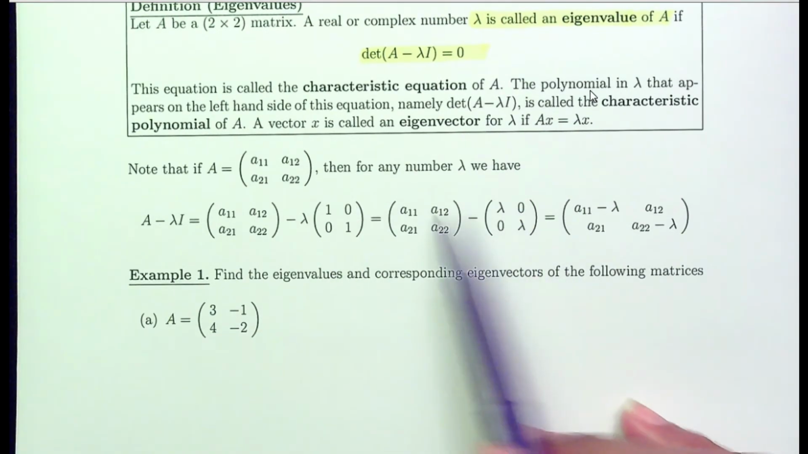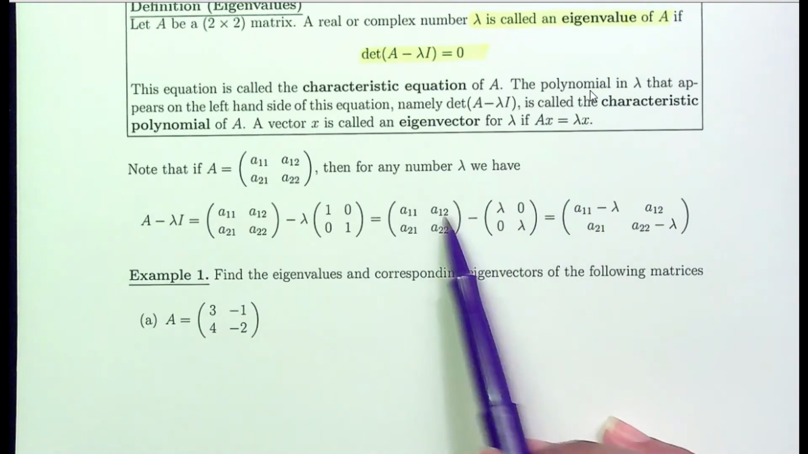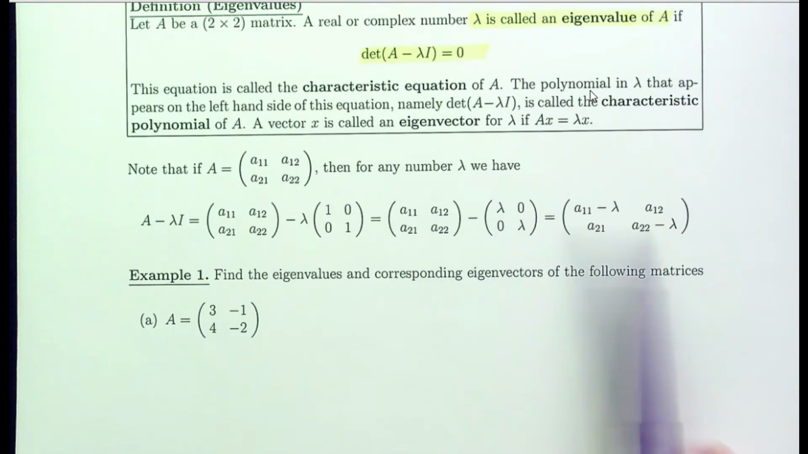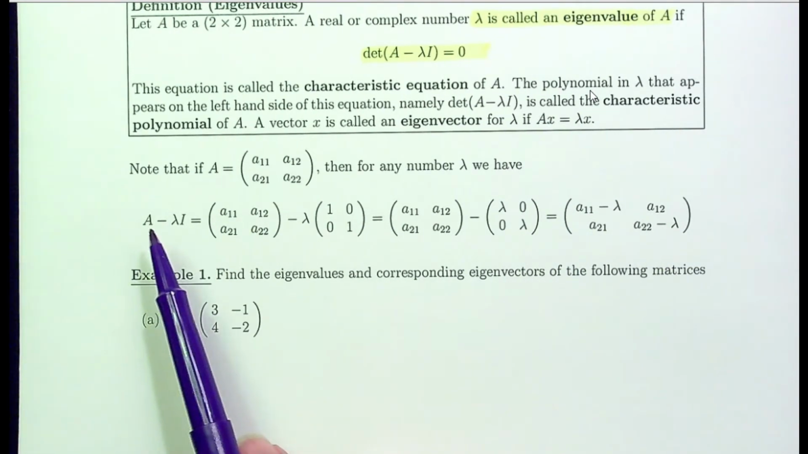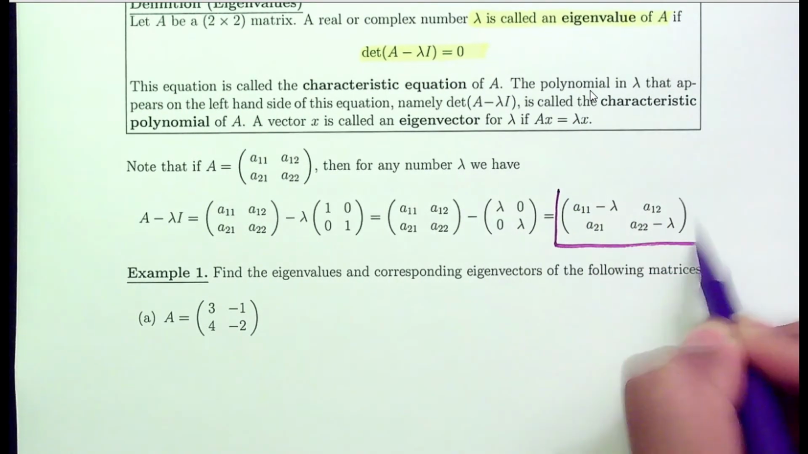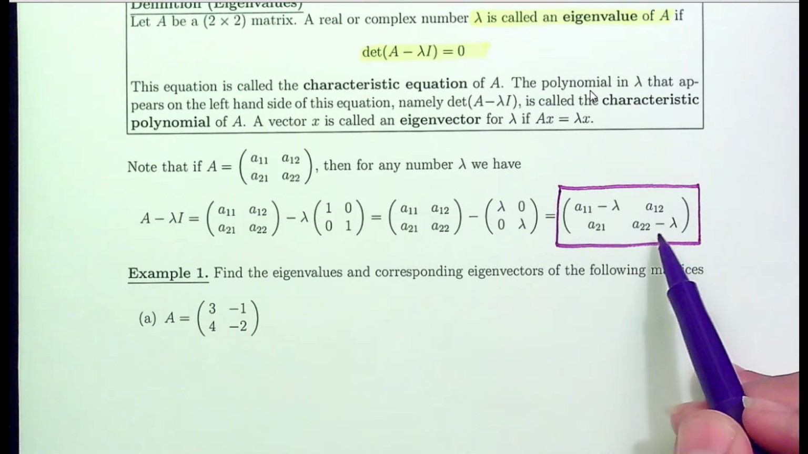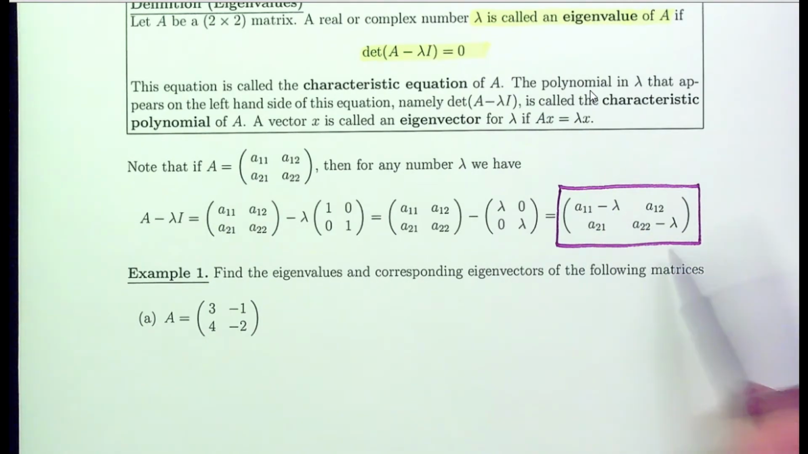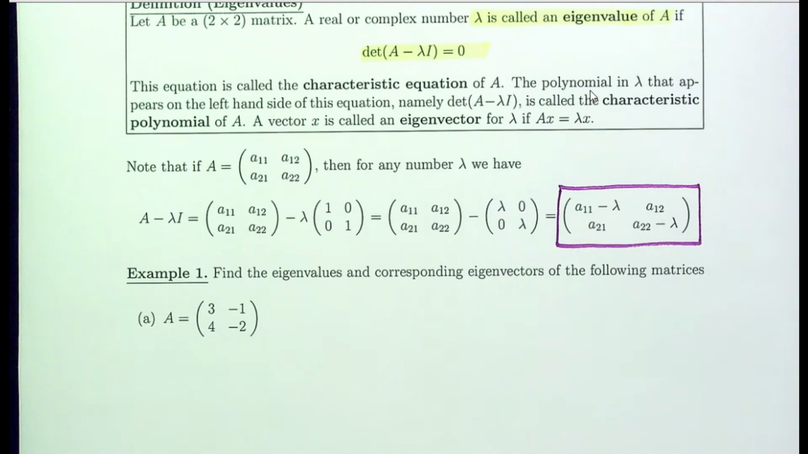And then you subtract entry-wise, you're going to get A11 minus lambda, A12 minus 0, so that doesn't do anything, A21 minus 0, and A22 minus lambda. So this is really what you get every single time you write down A minus lambda I. Basically, you start with the original matrix and you subtract lambda across the diagonal, and that's it.